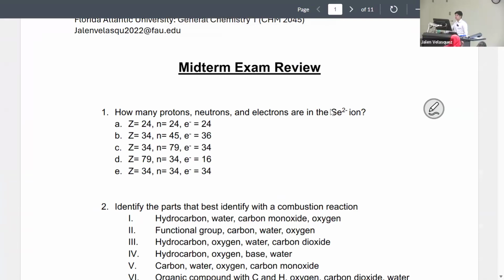How many protons, neutrons, and electrons are in the selenide ion? What do we think? So we want to figure out protons, which we know is Z, electrons, and then the neutrons. So how many protons do we have in selenide? 34, right? Because that's the atomic number for selenium.